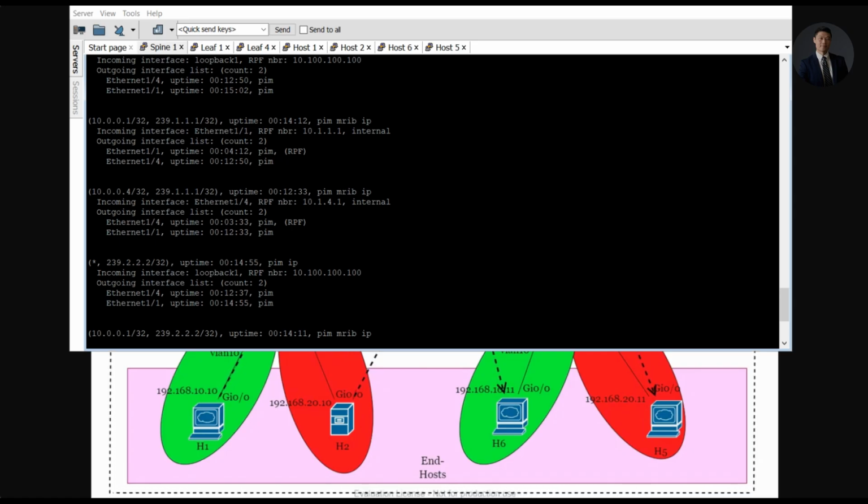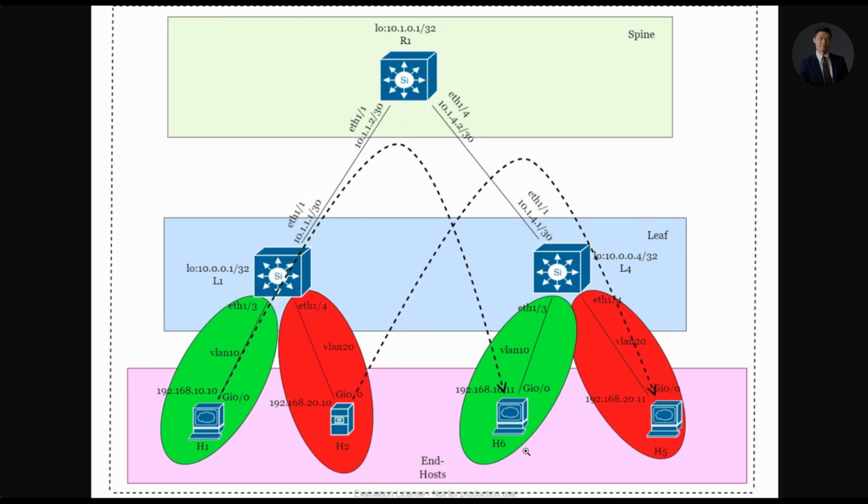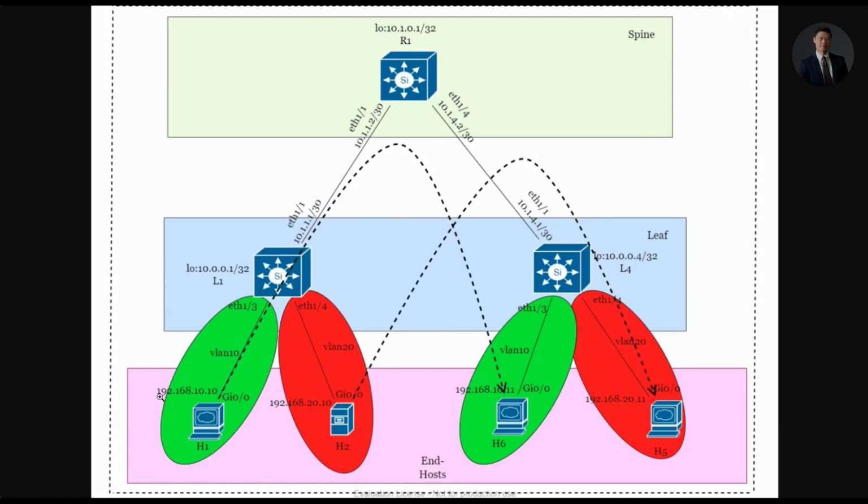Now let's take an example. Host 1 pinging host 6, 192.168.10.11. We are pinging this on host 1. So host 1 first checks its local ARP cache to find the MAC address for 192.168.10.11, but it doesn't find it since it is the first ping. Then host 1 launches an ARP broadcast request packet towards the VTEP leaf 1.